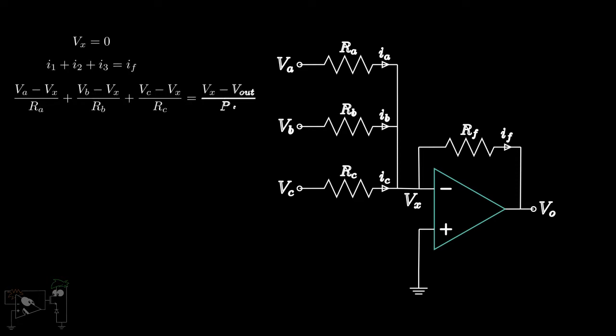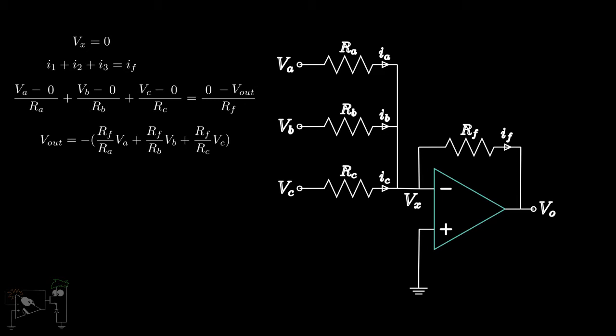Using Ohm's law, we get (VA minus Vx) upon RA, plus (VB minus Vx) upon RB, plus (VC minus Vx) upon RC, is equal to (Vx minus Vout) upon RF. As we found out before, Vx is equal to 0. A little manipulation gives us, Vout is equal to minus (RF upon RA into VA, plus RF upon RB into VB, plus RF upon RC into VC). Thus, this circuit gives a weighted sum of the inputs applied, in an inverted form. Hence we can use this circuit for scaling operations.